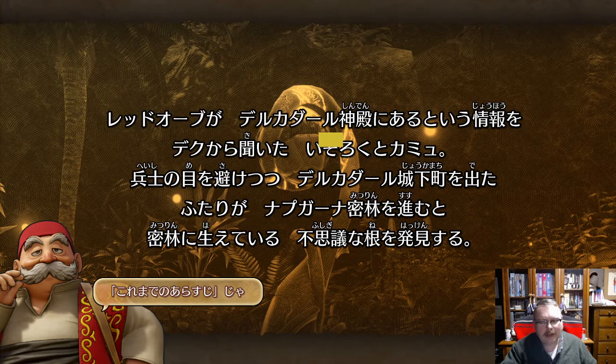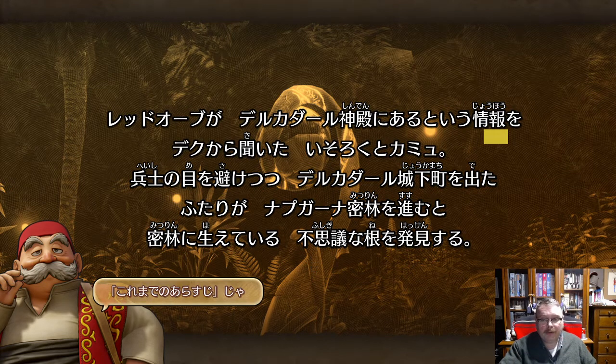Delkadar, Japanese RPGs, they have very unusual names for places. They just sound foreign. So anyway, we're going to be talking about the Delkadar Shinden. Shinden is a holy palace, the home of the gods. A lot of these things don't really have good English translations, but Shinden is like a temple, I guess. All right.